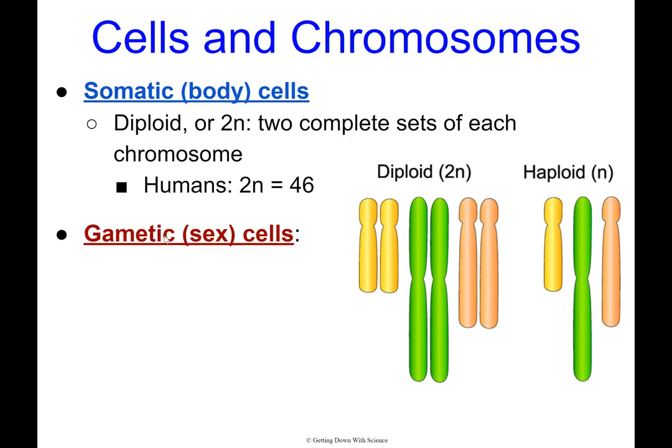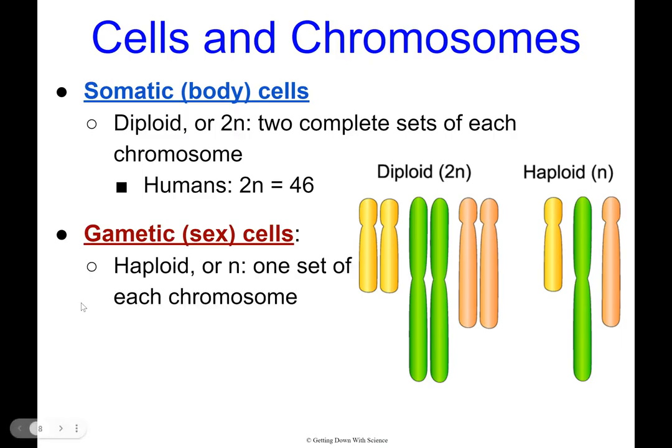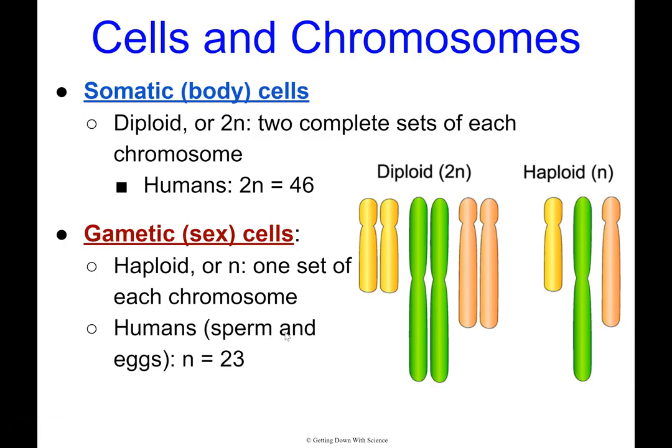And then there are gametic or sex cells. These are typically going to be haploid, or we just call it N, and it's got 1 set of chromosomes. So think about this as the egg and the sperm. In humans, the sperm and eggs are going to be N, which is 23.